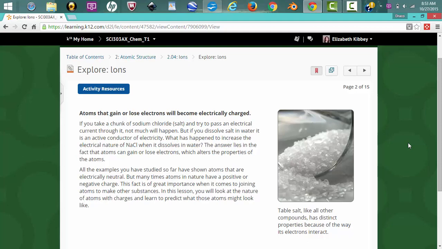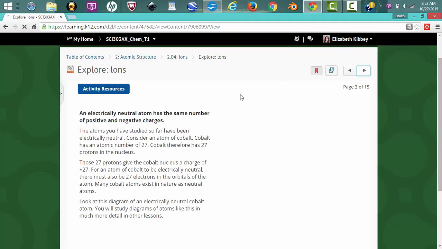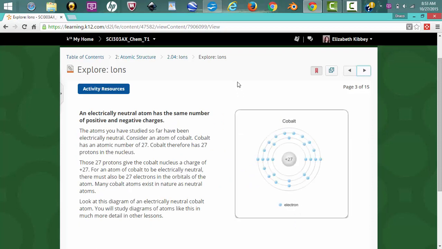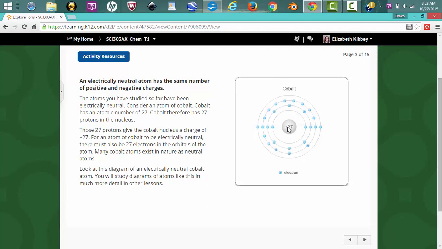So, without further ado, let's get to work. Atoms that gain or lose electrons will become electrically charged. An electrically neutral atom has the same number of positive and negative charges. Looking at this cobalt picture, you see that there's 27 positively charged protons in the nucleus, and there must be 27 negatively charged electrons on the outside because this is an electrically neutral atom.